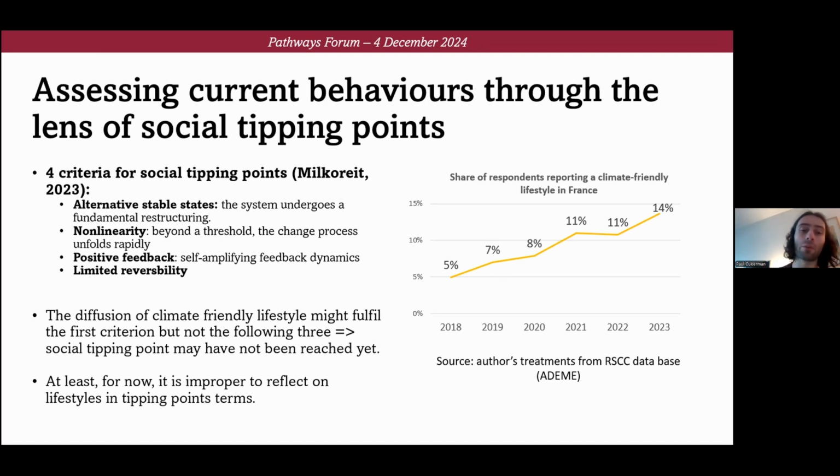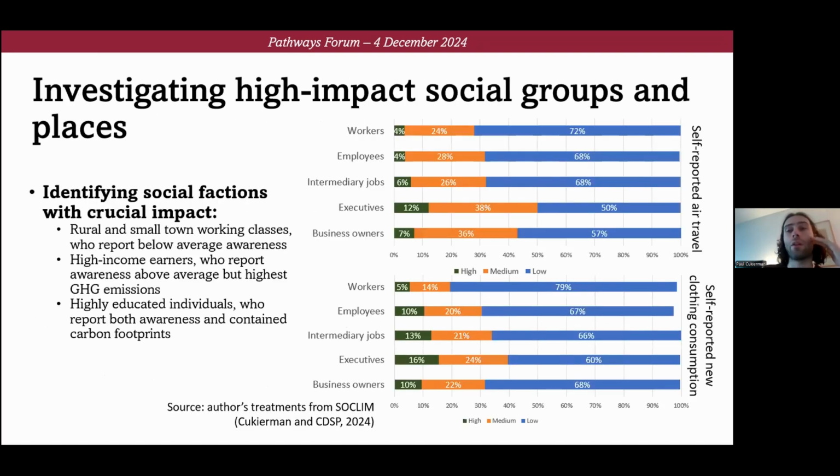So that meant for me that it was improper to reflect on those climate-friendly lifestyles in tipping point terms, and so I had to think again how to make that research transformative. Possibly using that type of conceptualization was not efficient, but there are many other ways, and I'd like to suggest another path for making transformative research. That would be to note that even if there are no nonlinear upward trends in the diffusion of those climate-friendly lifestyles, there is still a growing trend, and there are possibly crucial social fractions that would need to be identified and encouraged in changing their lifestyles.